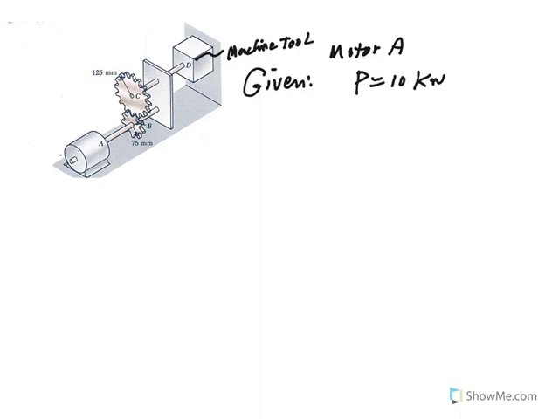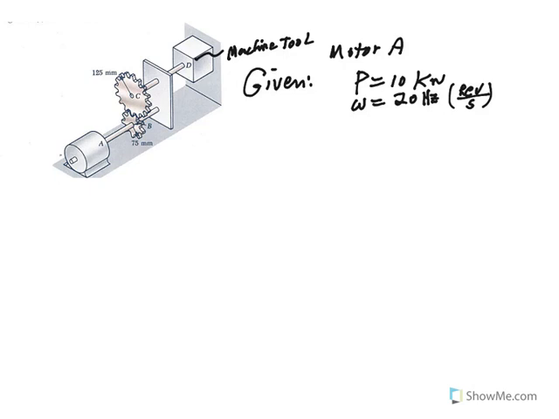So if we know that the shaft of the motor is rotating at a speed of, say, 20 hertz, and as you know, hertz means revolutions per second or cycles per second, this should be converted to radians per second. We'll do that in a minute. So we're transmitting 10 kilowatts, rotating at 20 hertz.